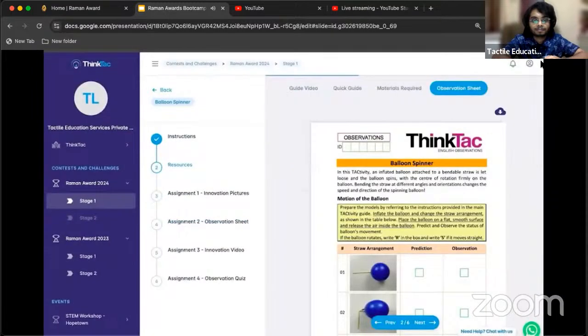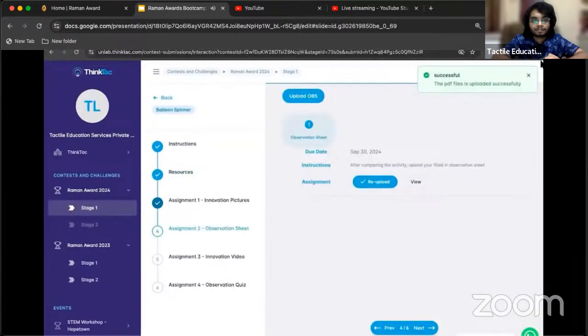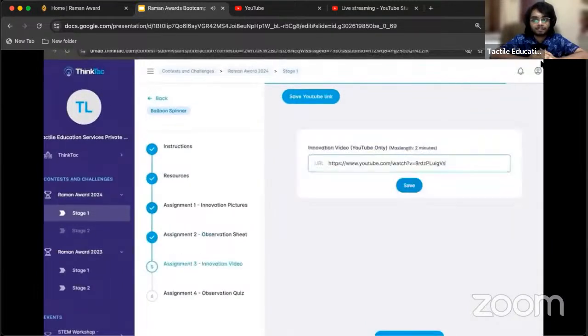Then, download the template for the observation sheet by navigating back to the Resources section. After that, navigate to the Assignment 2 Observation Sheet section and submit your filled-in observation sheet. Next, take a video, no longer than 2 minutes, of you playing with your activity. You may speak, etc.